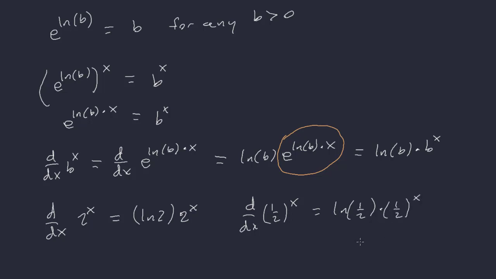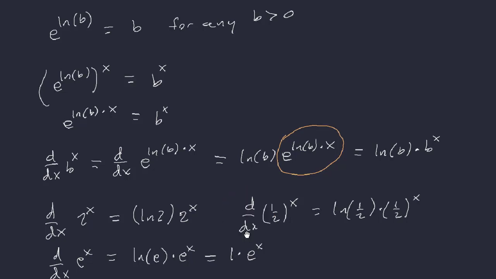So if you have a base that is not e, it's pretty much the same, except you have to throw in a natural log of the base, which we've been doing, we just don't write it. If we have the derivative of e to the x, and we use this same exact formula, it's going to be the natural log of e times e to the x. Well, the natural log of e is 1. Okay?